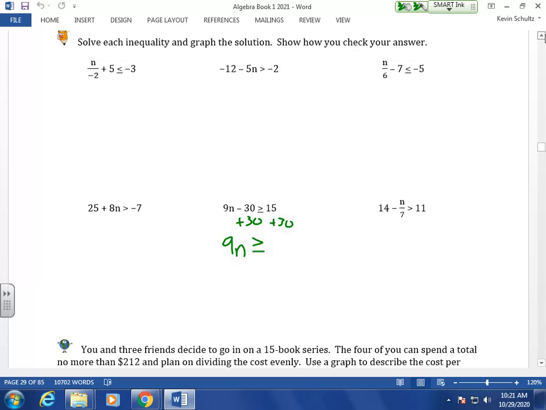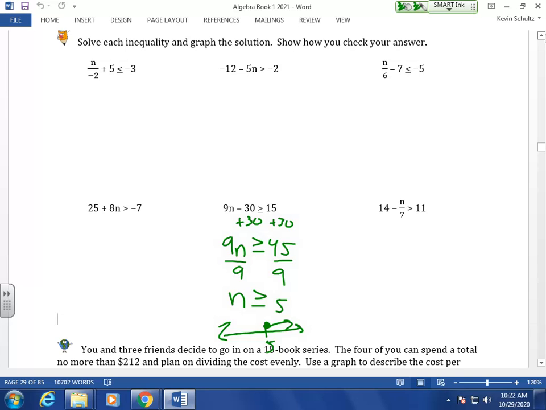So again, 9n is greater than or equal to 45. Now to undo multiplying by 9, we're going to divide by 9. Flip our sign? Nope. We're dividing by a positive, so it stays greater than or equal to, which our graph is going to be a closed circle at 5, going right. Okay? That one quickly. Another one.